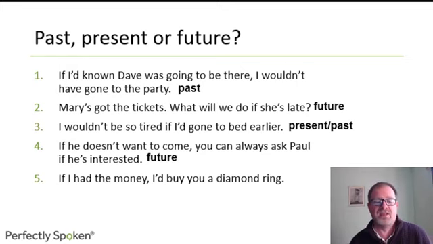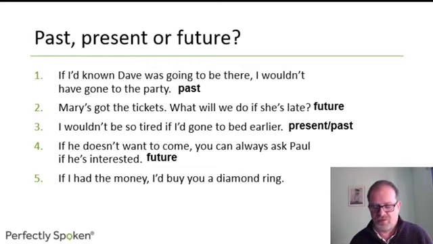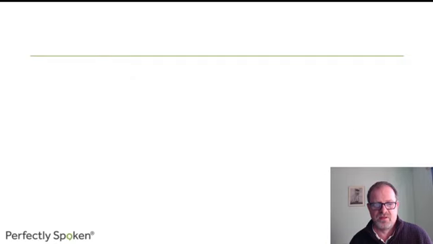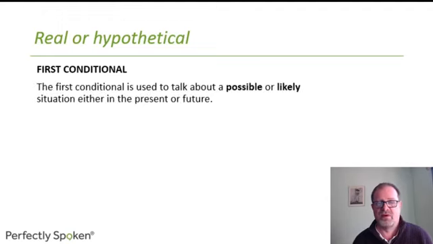The last one, if I had the money, I'd buy you a diamond ring. If I had the money, although it's the past form of the verb, we're talking about now. It's an unreal use of the past. If I had the money, I'd buy you a diamond ring. And we're talking about the present. If I had the money now, I'd buy you a diamond ring. Second conditional.